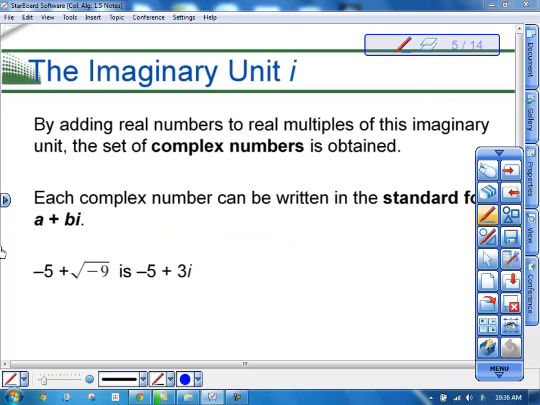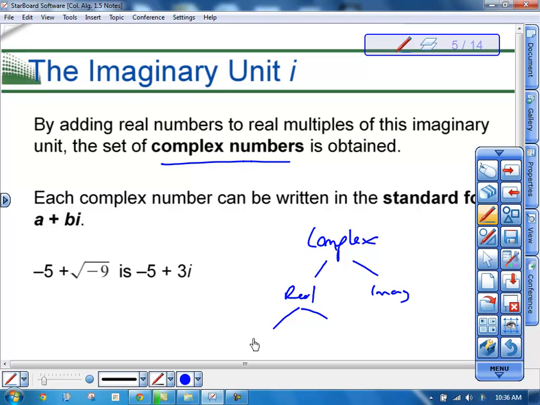All right. Now, if you remember, all numbers are complex numbers. When you learned about your number sets, you had complex numbers, then you had real numbers, and you had imaginary. And then there were different types of real: rational and irrational. You remember the numbers that you learned about?